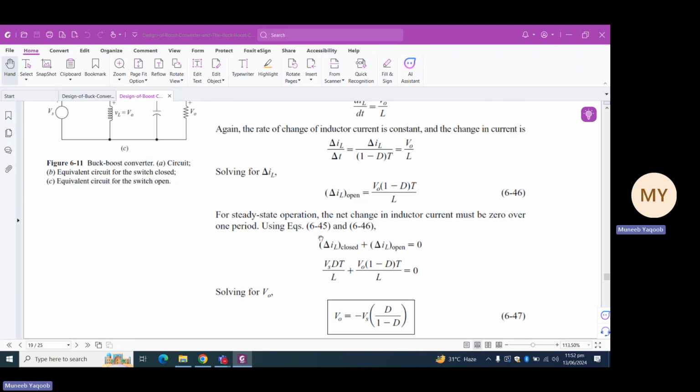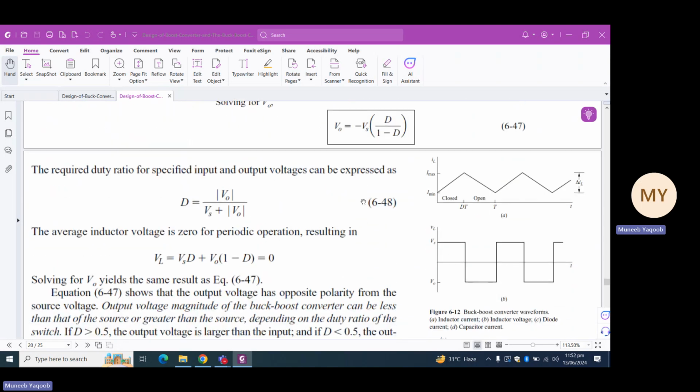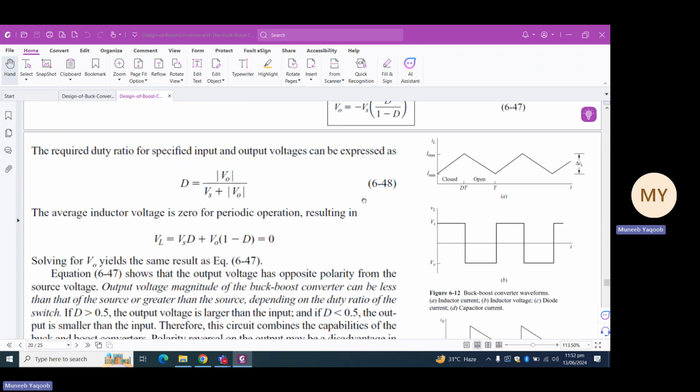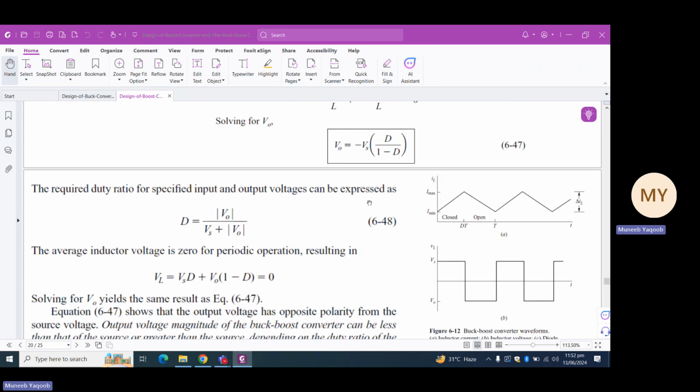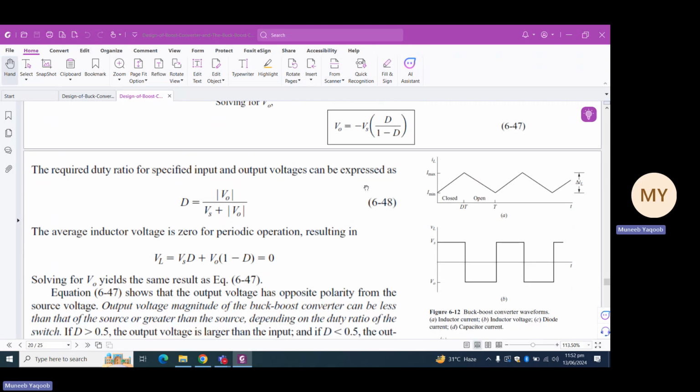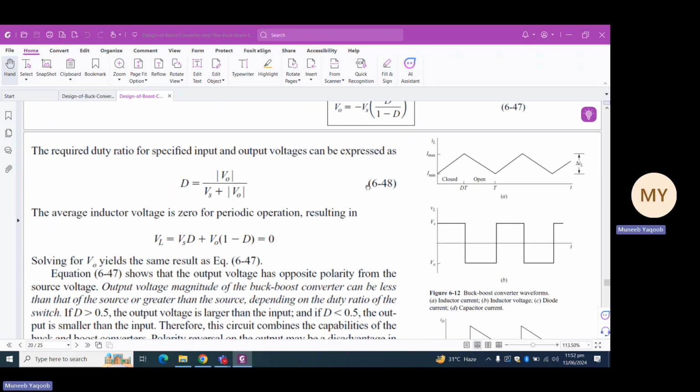It's very simple. If D is greater than 0.5, then the output voltage must be larger than the input voltage. You can simply plug in a value of D, say 0.6, and confirm that the output voltage is more than the input voltage in magnitude. Similarly, if the duty cycle is less than 0.5, the output voltage is smaller than the input voltage, and hence it will be working as a buck converter.